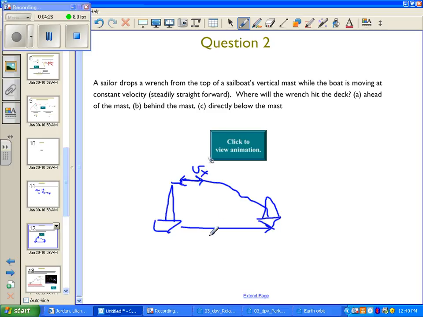In other words, barring air resistance and any other force which may be acting in the horizontal direction to supply some sort of a horizontal acceleration, the velocity of the wrench is only affected by the acceleration of gravity, making it fall downward.